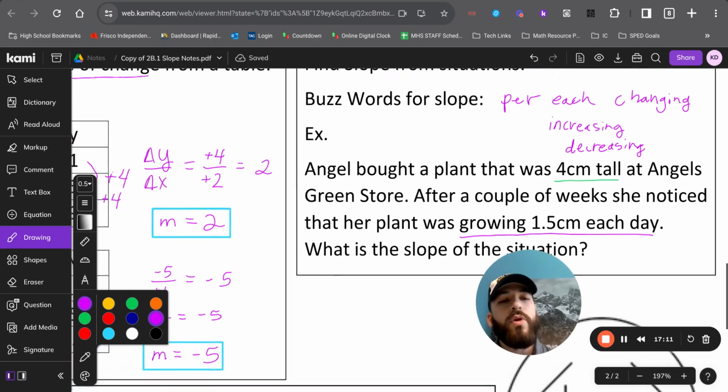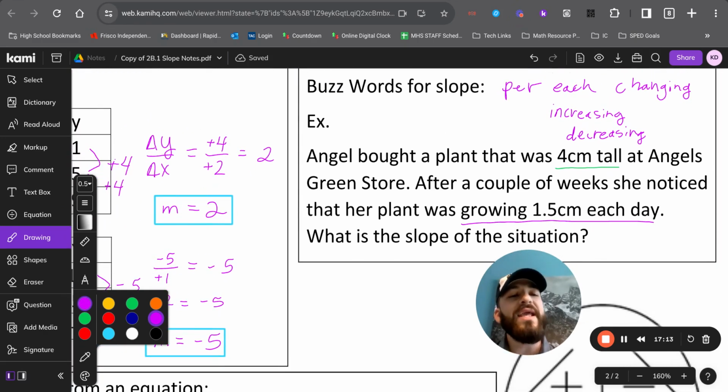Okay, so looking at our buzzwords, we have that "each" that popped up right here by 1.5 centimeters. So 1.5 centimeters each day. That's telling us our two things that we're comparing, centimeters each day. So those are our two different quantities. And it says it's growing. So does growing fall in positive or negative? I think it falls in positive. Growing, it's getting bigger. So I believe our slope is going to be a positive 1.5.